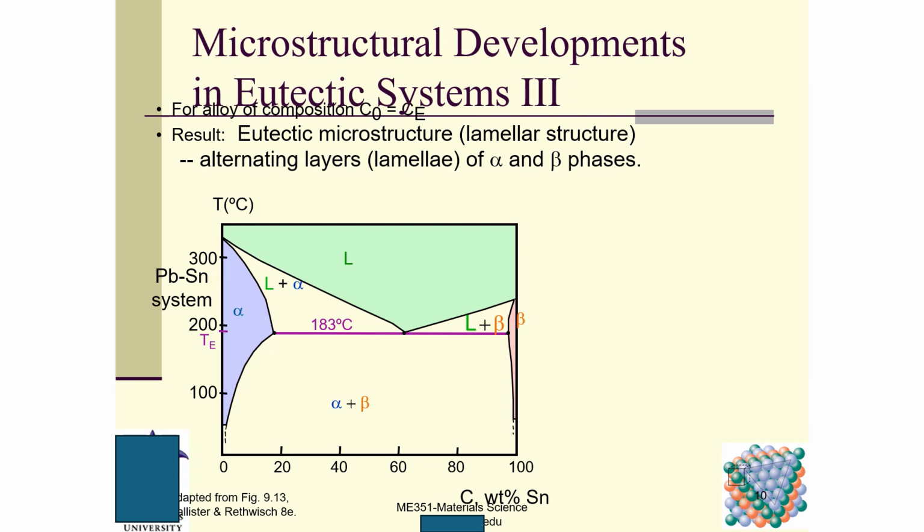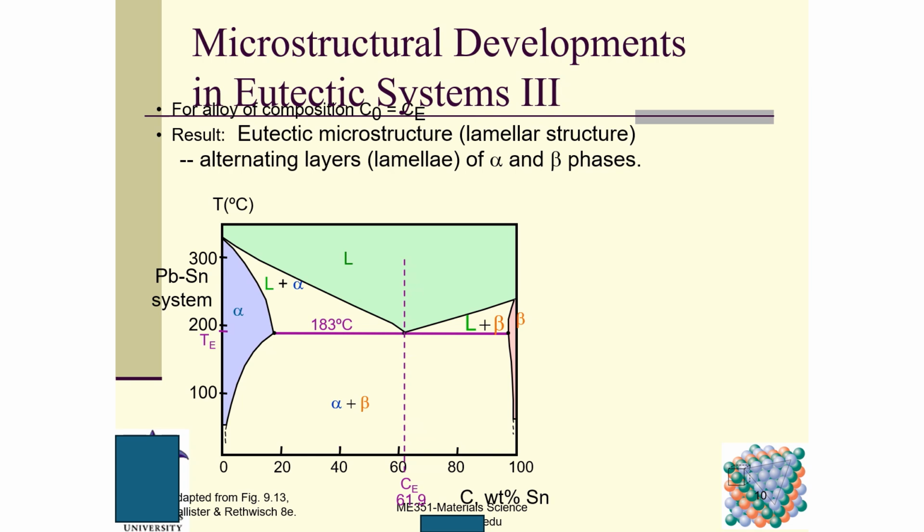Then we talk about microstructure development in the eutectic system. For alloys whose composition equals the eutectic composition, what will happen? The result is a eutectic microstructure, and we have a lamellar structure of alternating layers, called lamellae, of alpha and beta phases. You can see it is very, very beautiful.